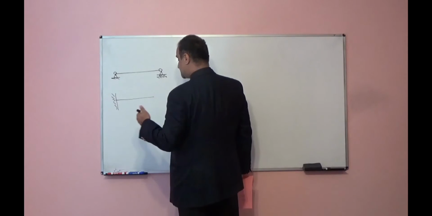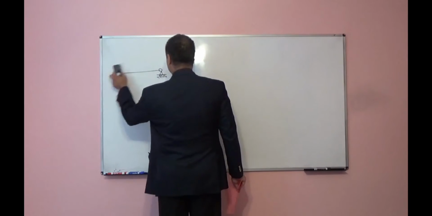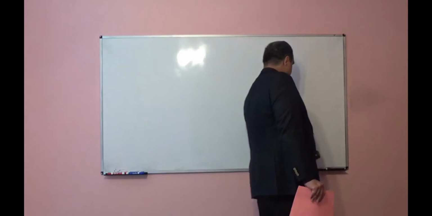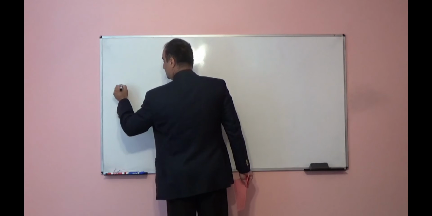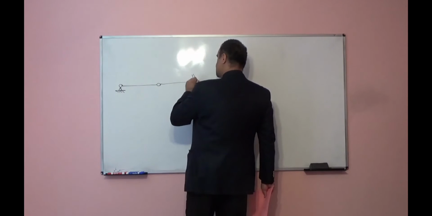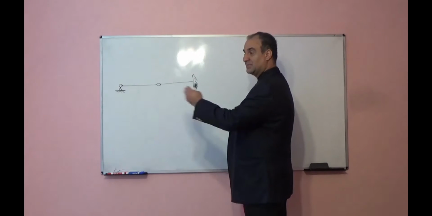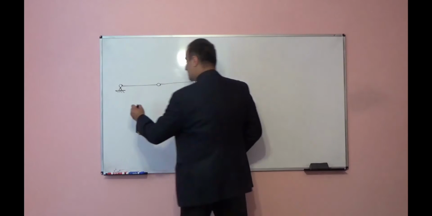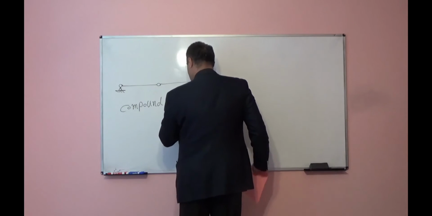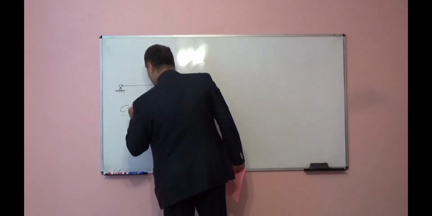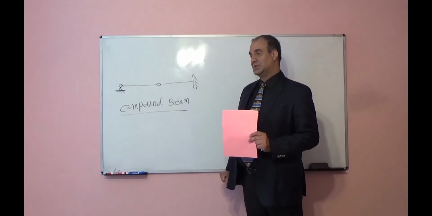If we combine three beams in a way that lets us find reactions using equilibrium equations only, we call it a compound beam. For example, assume we have this system. This is a kind of compound beam. We are able to find reactions for this kind of compound beam using equilibrium equations.